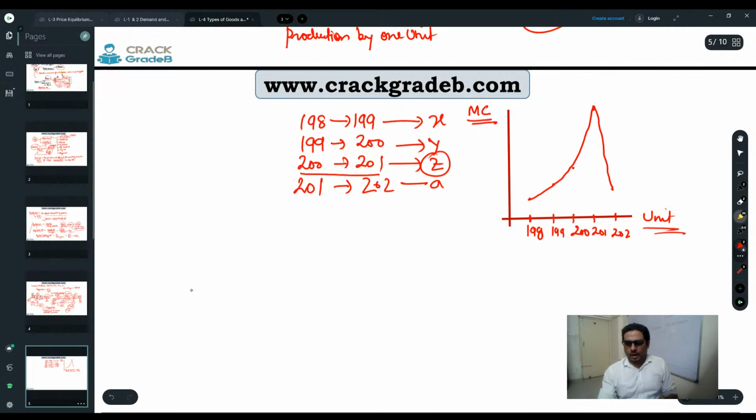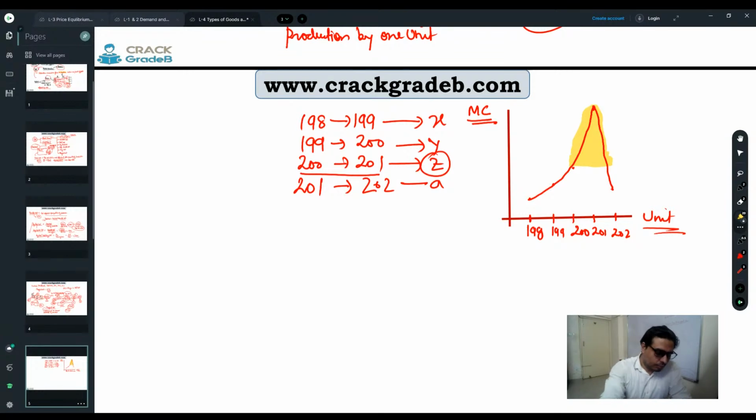So the point is, is this rise in the marginal cost capable of recovering this cost? Is the firm capable of recovering this cost? Maybe yes or maybe no, right?